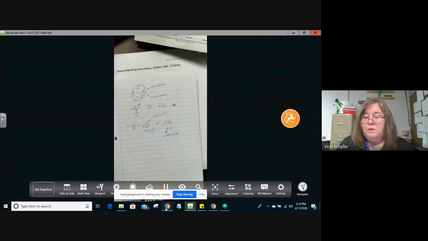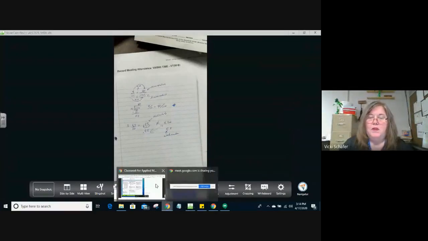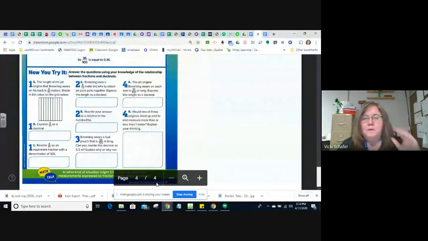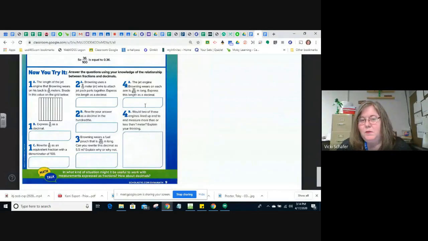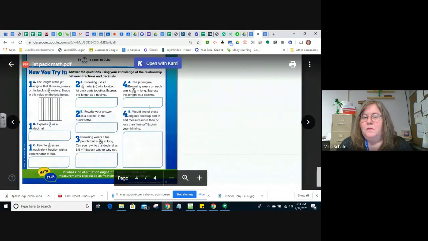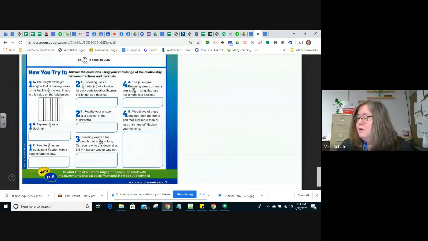All right, let's look back at another problem that people had trouble with. Some people had trouble describing what was going on in number 4A and 4B. So 4A, we have 33/100. And if we just follow our same rule, we know that that's going to be 0.33.